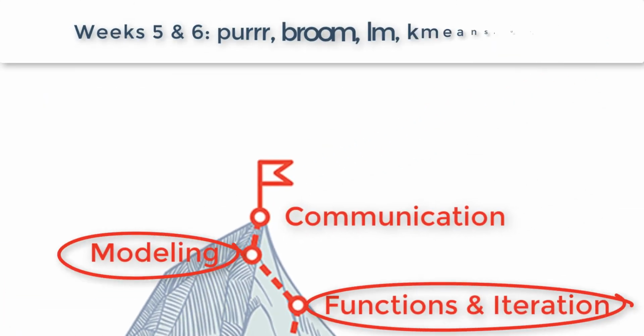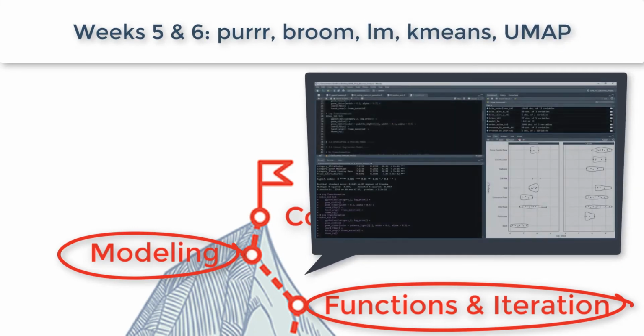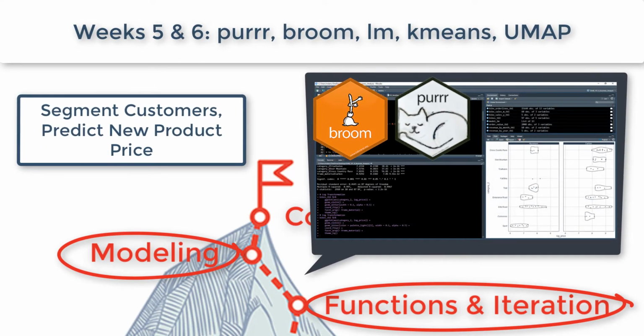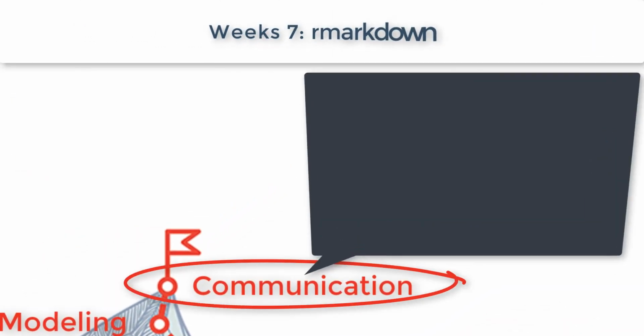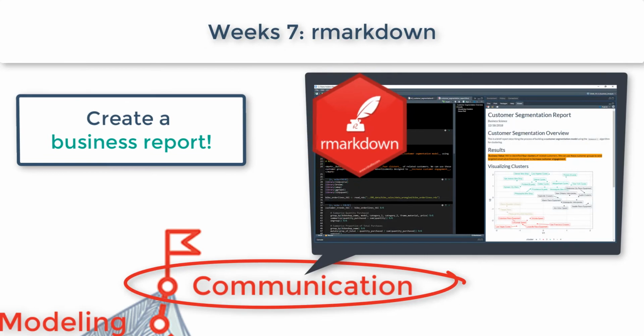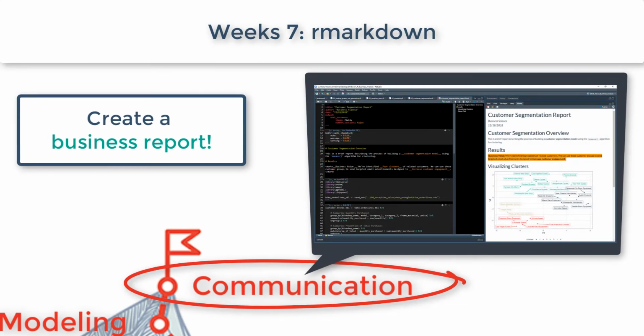In weeks 5 and 6, you learn functional programming, modeling, iteration with purrr, and how to perform unsupervised learning with kmeans and umap, two cutting-edge techniques. Finally, in week 7, you learn how to communicate results with rmarkdown for business reporting.